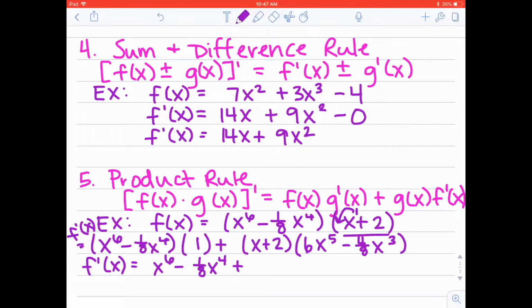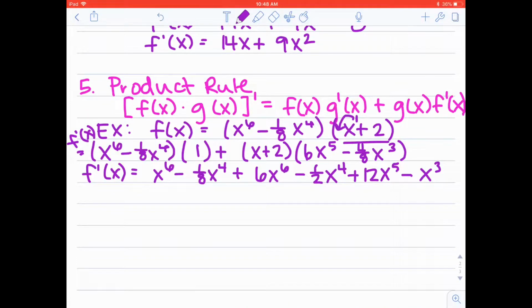So I've got x times 6x to the 5th is going to be 6x to the 6th. I have x times negative 1/2 x to the 3rd. That's going to be negative 1/2 x to the 4th. Then I have 2 times 6x to the 5th, so that is 12x to the 5th. And then I have 2 times negative 1/2 x to the 3rd, so that is negative x to the 3rd.